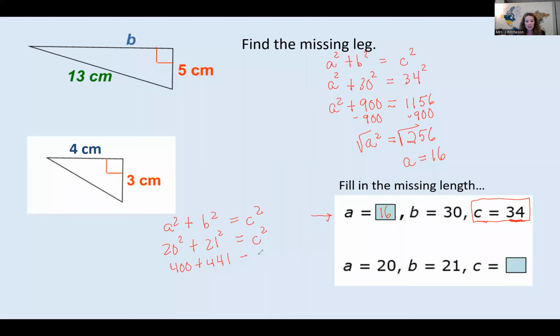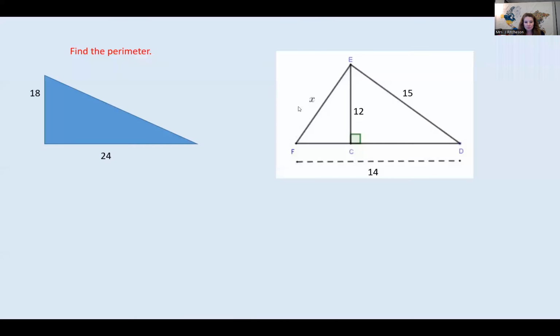441 is equal to c squared. So then we have 841 is equal to c squared. And then we're going to find the square root of both sides. So the square root of 841 is exactly 29. So our hypotenuse is 29. Is that the longest side? It is the longest side. 29 is our hypotenuse. I hope you got those right, guys.